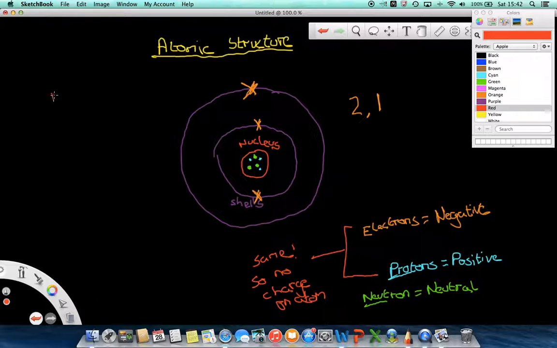So we've got 1, 2, 3 protons, and we've got 1, 2, 3 electrons. So if I cross them out, so if that positive's cancelled out by that negative, that positive's cancelled out by that negative, and that positive's cancelled out by that negative, we're left with nothing. So overall, the atom has a neutral charge. There's no charge on the atom.